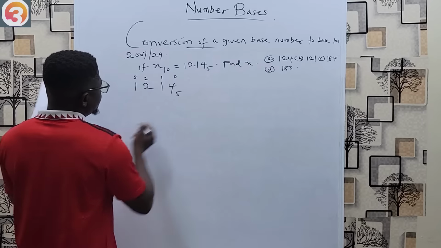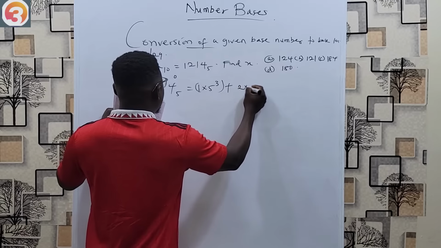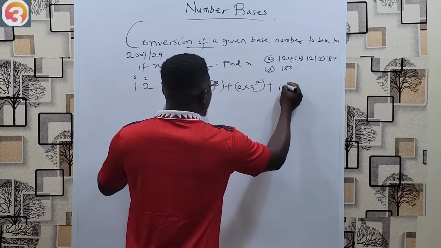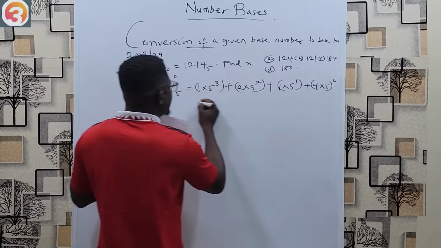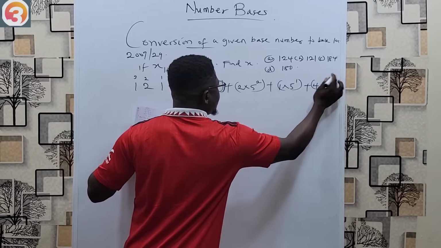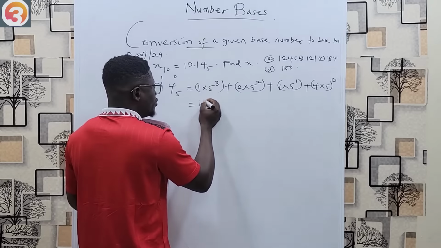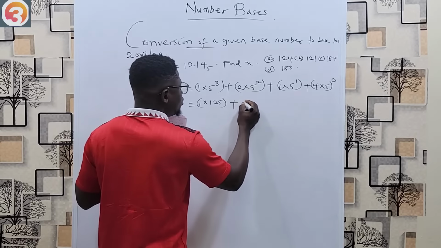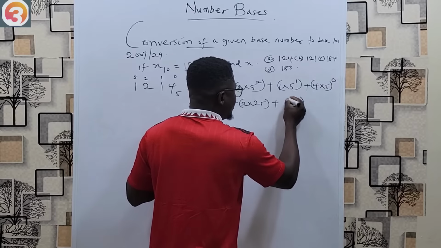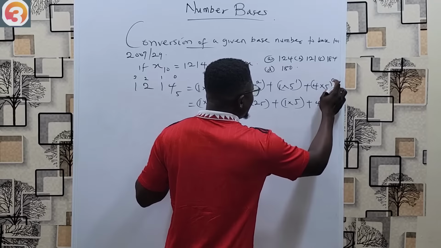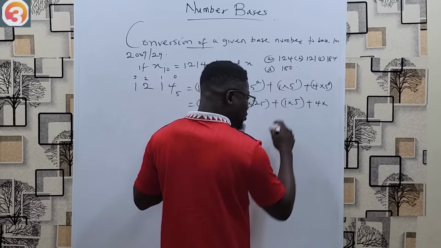All right, so now let's go. I'm going to have 1 times 5 raised to the power 3, plus 2 times 5 raised to the power 2, plus 1 times 5 raised to the power 1, plus 4 times 5 raised to the power 0. So 5 raised to the power 3 is 5 times 5, 25, 25 times 5, 125. I forgot to put the 0 there at the beginning of the problem, so the 0 is supposed to be here.